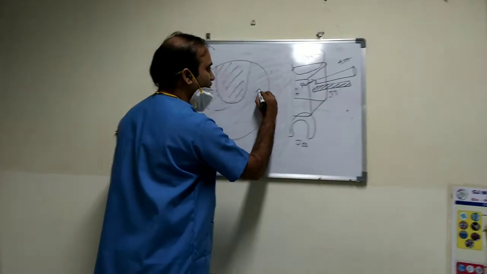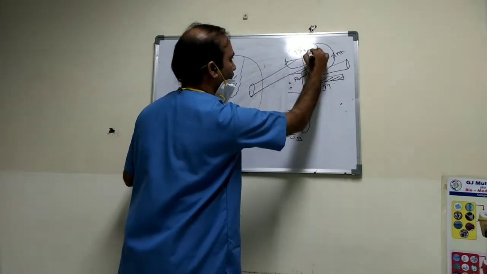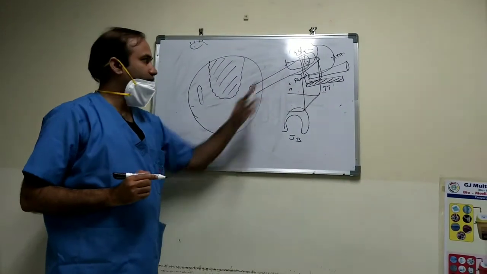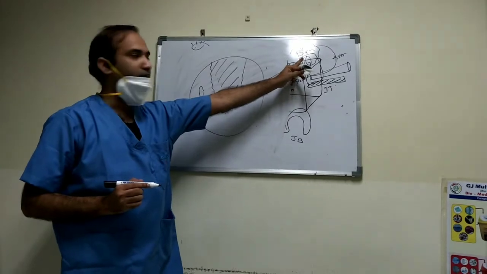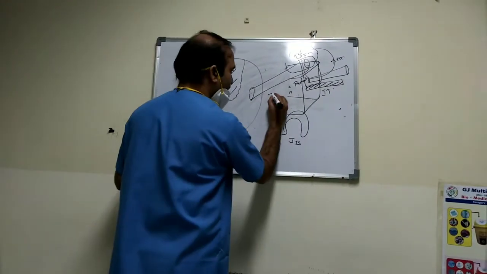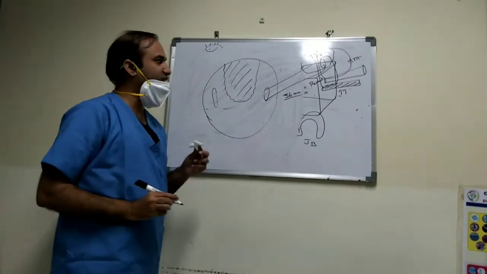So this Eustachian tube starts in the anterior wall of the middle ear and runs to the nasopharynx. The Eustachian tube is 36 mm in length, which means 3.6 centimeters.